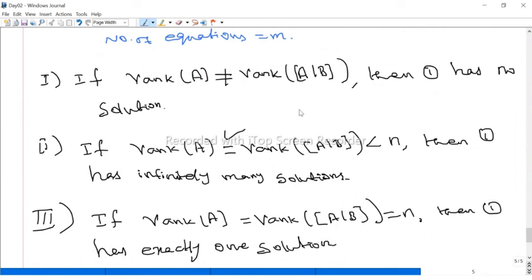So any doubt so far? If a system is given, and they are asking whether the system has a unique solution, infinitely many solutions, or exactly one solution, you have to check these conditions. If the rank of A and the rank of the augmented matrix are both equal, then a solution exists. It is a unique solution if it is equal to n. If it is less than n, there are infinitely many solutions. Okay.